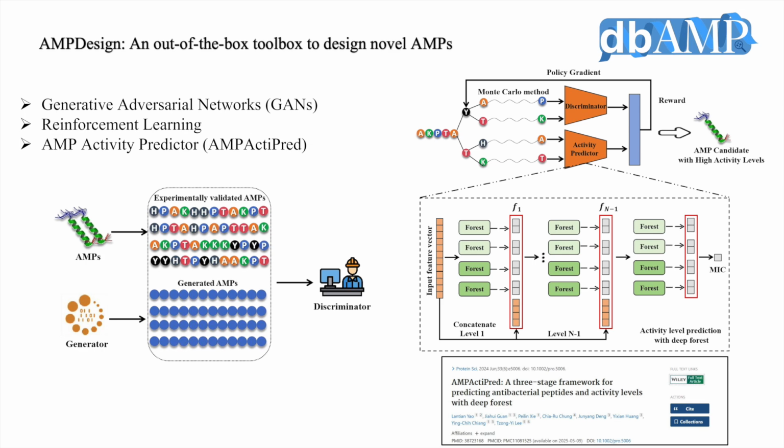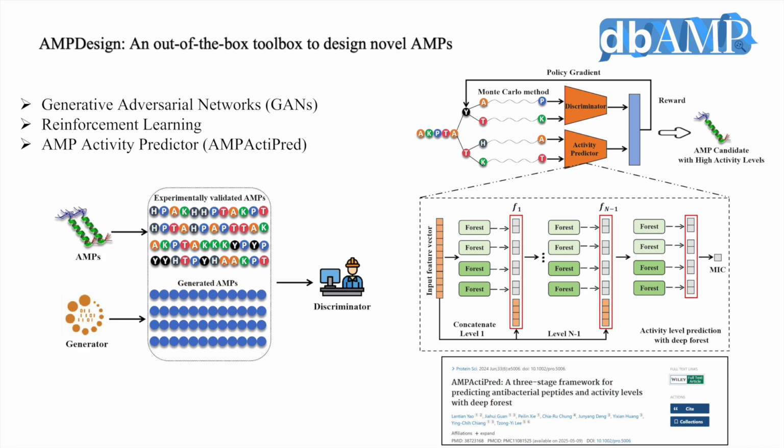The image on the right is a schematic of our reinforced learning strategies. Beginning with the first amino acid, the sequences are developed step by step using the Monte Carlo method. Each potential amino acid sequence generated through this method is then evaluated by both the discriminator and the activity predictor.